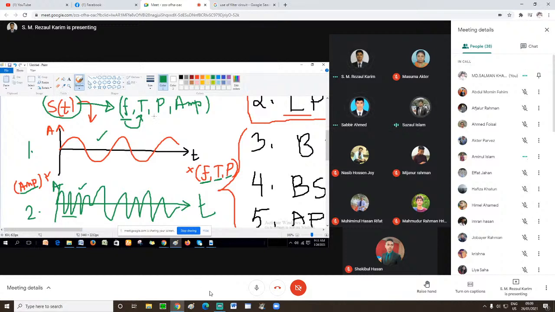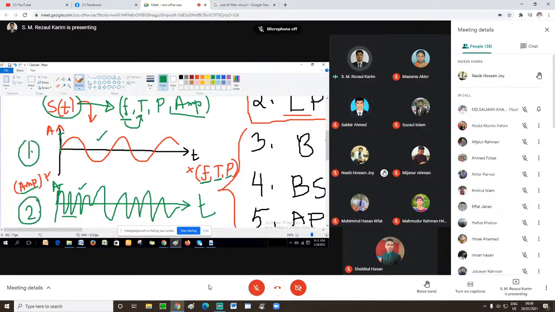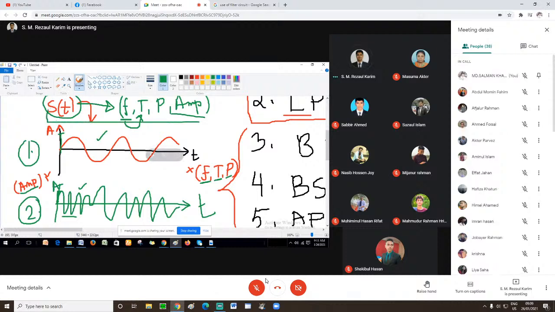There are also changes in amplitude, because these two are not the same. For example, here the amplitude is higher, here the amplitude is lower. Are you getting my point? Yes, sir. One signal varies from another signal based on these parameters: frequency, time period, amplitude, phase. You understand? Yes, sir. Okay.